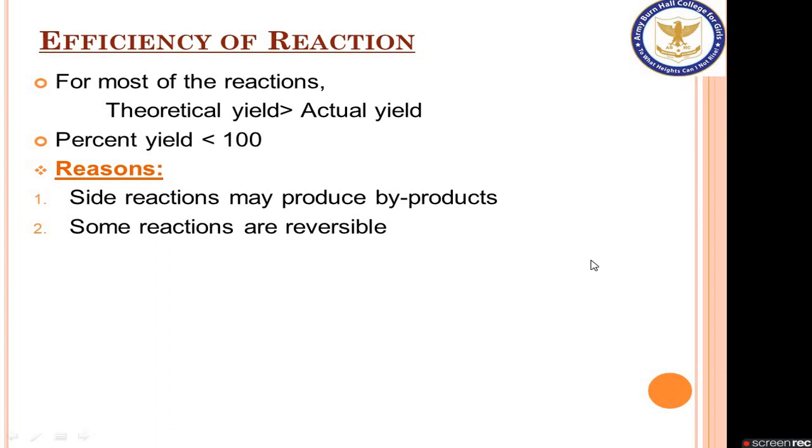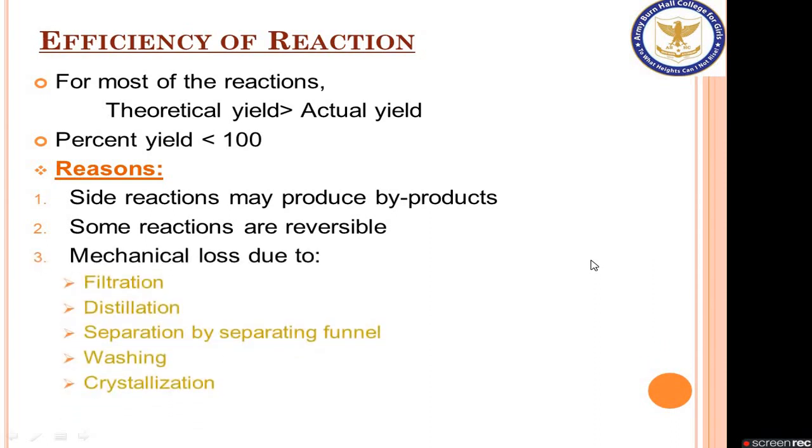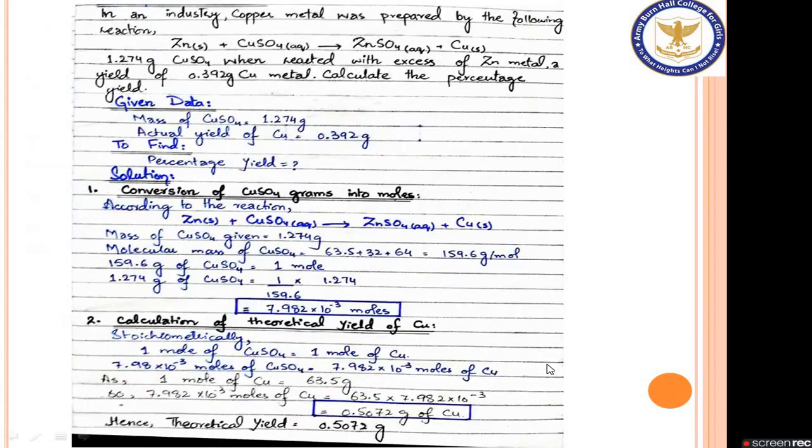And the last one is that the product may be lost during mechanical handling processes. For example, it can be lost during filtration, distillation, separation by separating funnel or different methods, or it may be lost during washing or the crystallization process. So these are the different reasons that the actual yield may be less than the theoretical yield.